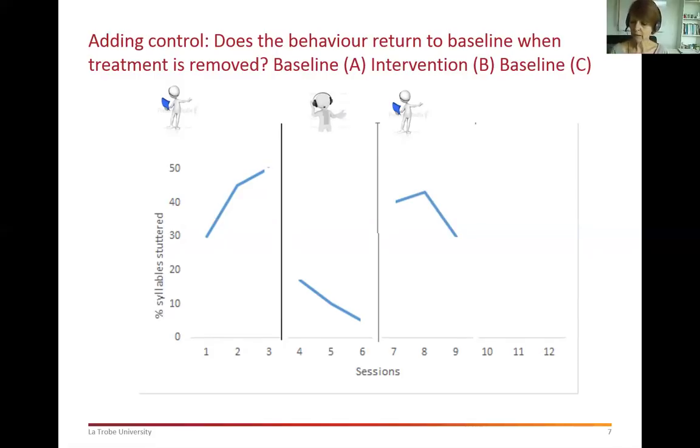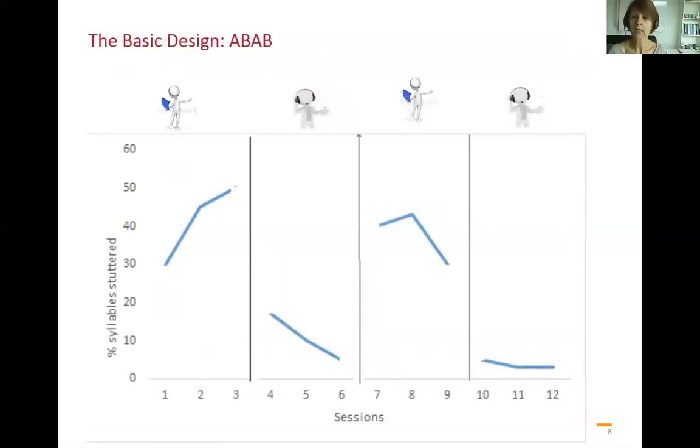Now clinically, you don't want to leave the person in a similar problem condition as when you found them. You actually want to leave them doing well. So what we tend to do is we reintroduce the intervention. And this strengthens the design because you've repeated the demonstration that it actually is when you introduce the delayed auditory feedback that you get the reduction in stuttering.